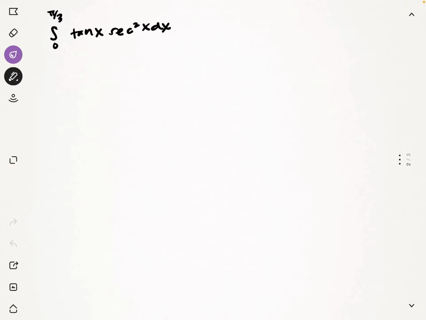Okay, on to the next one. So this one, we know that the derivative of tangent is secant squared. So let's make tangent our u, and then du would be secant squared x dx.